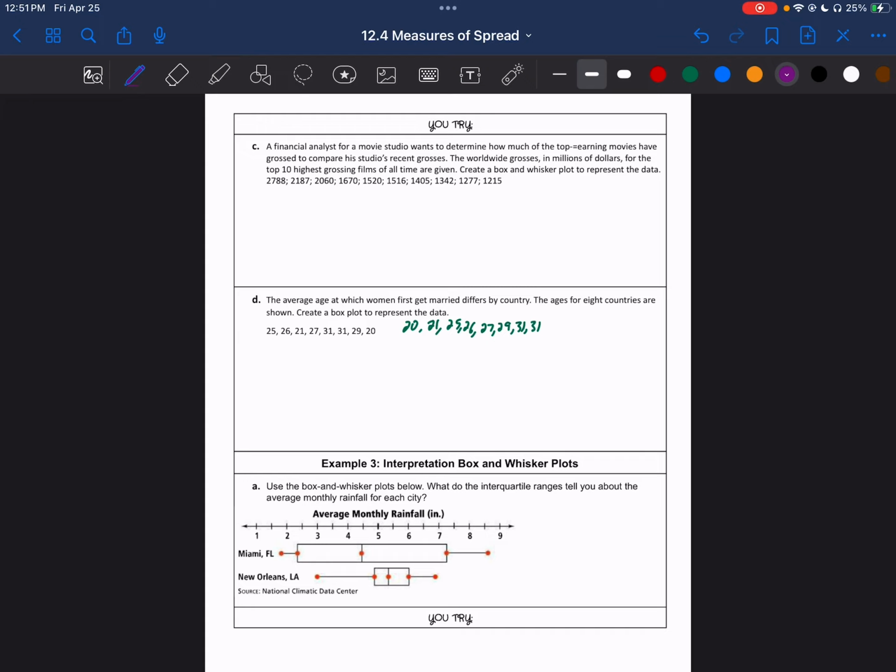There are 2 Try problems. Please do those on your own and then check your work against mine.